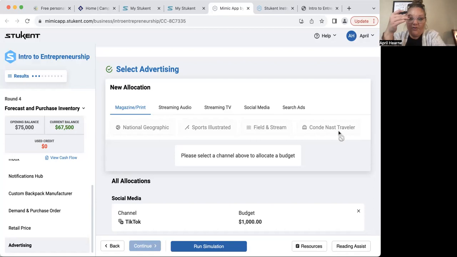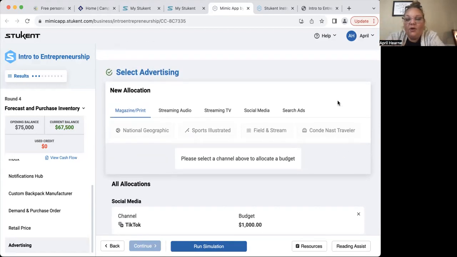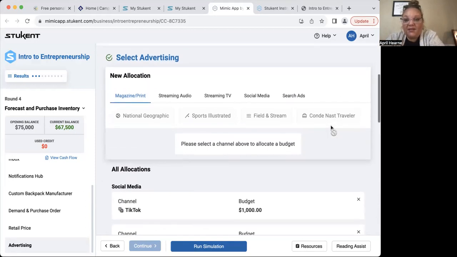Allocate your channels first. Then you're going to click individually into each one of these: streaming audio, and so on. So like social media, when you click into it, it's going to take you to a screen asking how much advertising you want to spend on TikTok, and it'll make you type in the dollars.